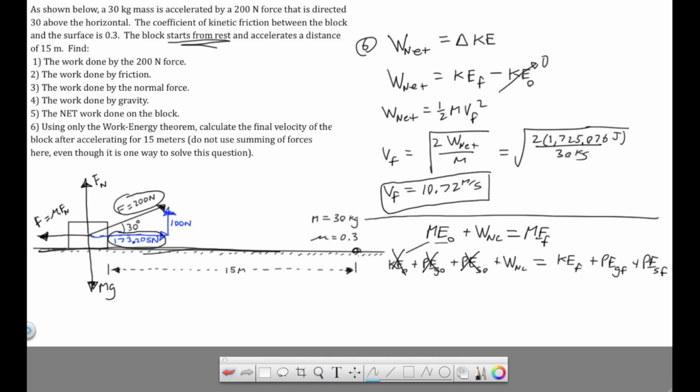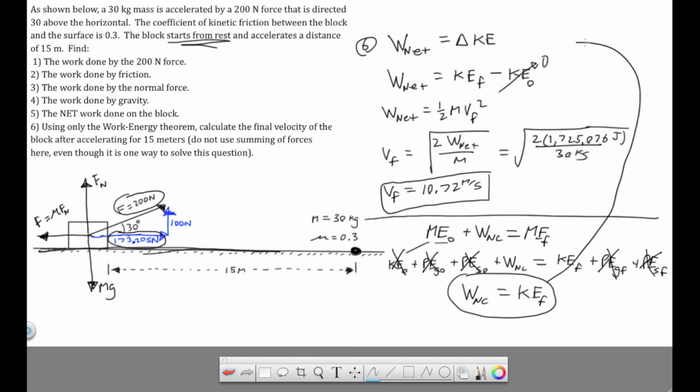Now if we go over here to the final point, there is kinetic because the block will be moving. There is no potential of gravity because it's still on the 0 point. h is still 0, and there's still no spring. So what we're left with is work non-conservative is equal to kinetic final, which is the same thing we had up here. So if you follow this through, you get the same answer.